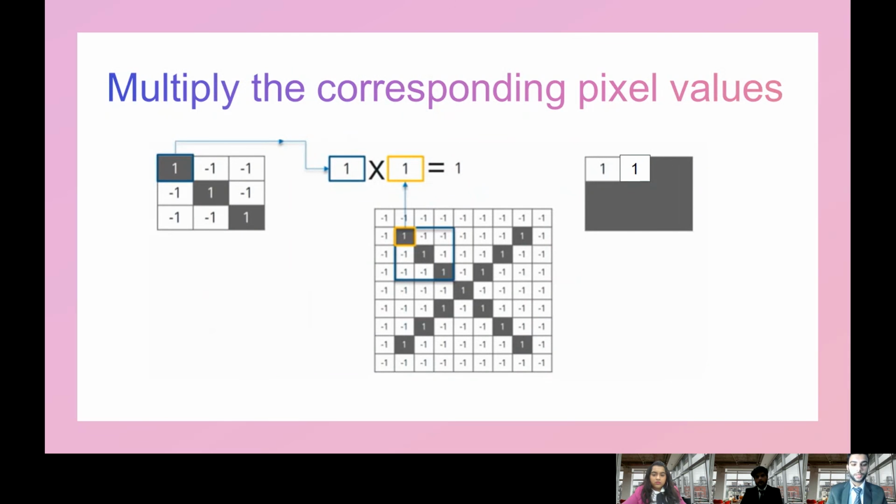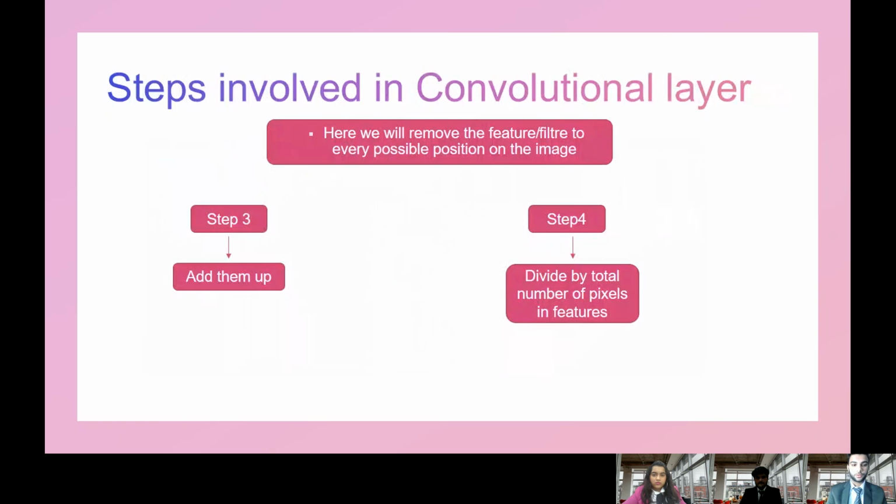So this is the first diagonal feature, and we will put this particular feature on our image of X, and we are going to multiply the corresponding pixel values. So we will multiply 1 with 1 and put it in another matrix, and by repeating the process we will complete the matrix. Steps involved in convolutional network.